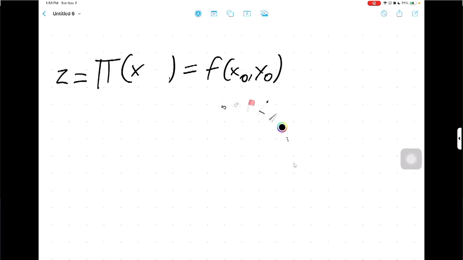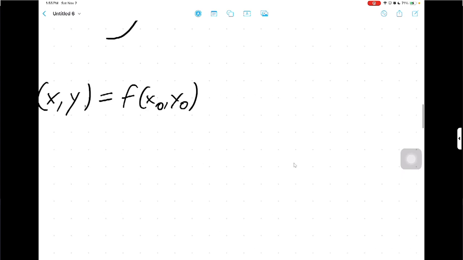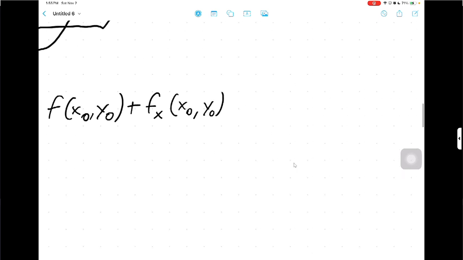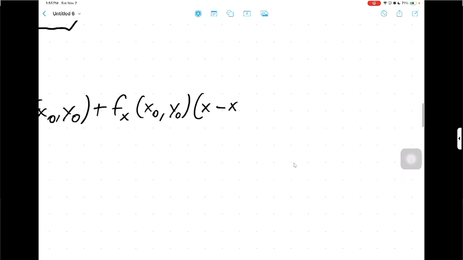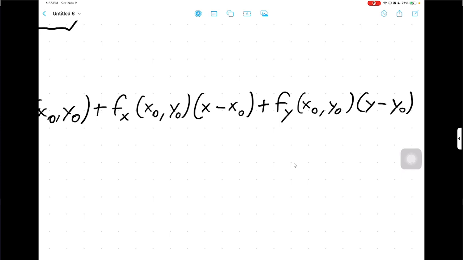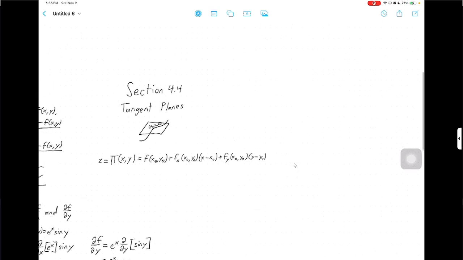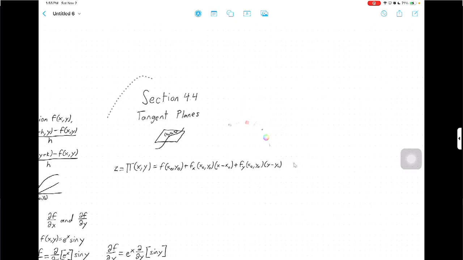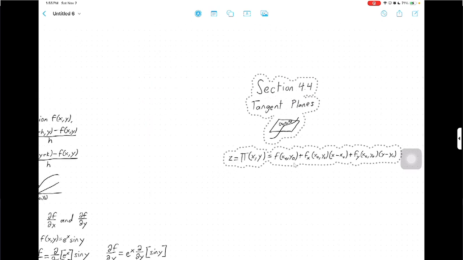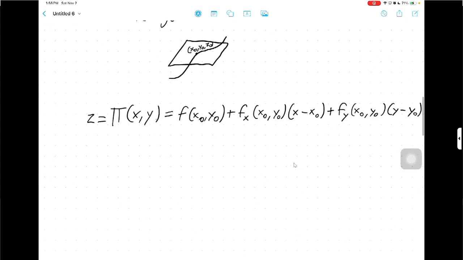P of x, y, which is equal to f of x naught, y naught, plus the partial derivative with respect to x applied at x naught, y naught times x minus x naught, plus the partial derivative with respect to y at x naught, y naught times y minus y naught. This is going to be our formula. Did I make these too close? Yes, I made this too close. I'm going to put that right over there.